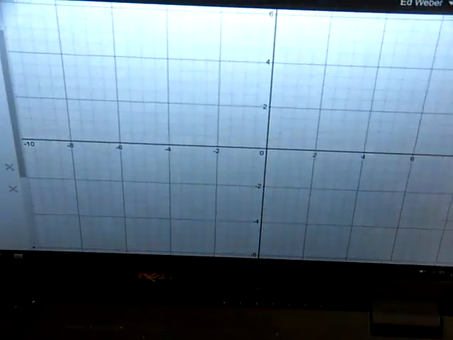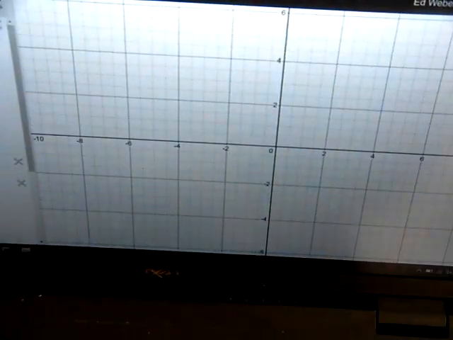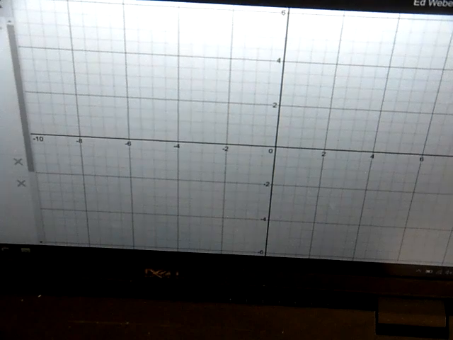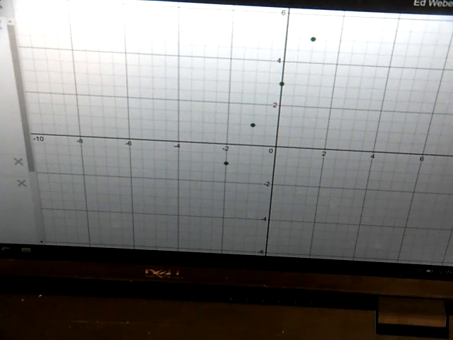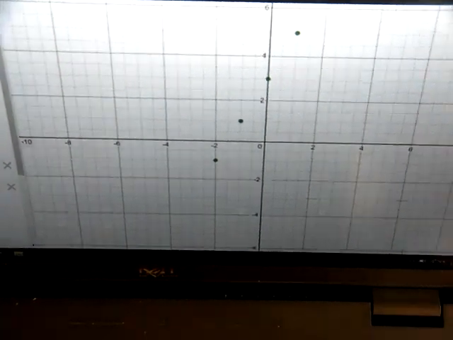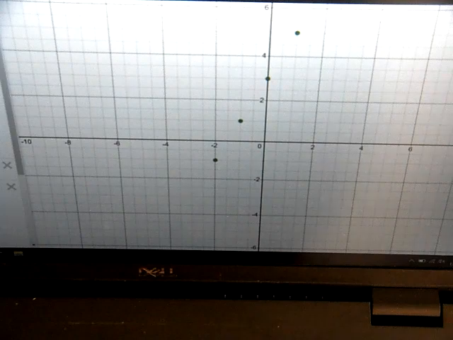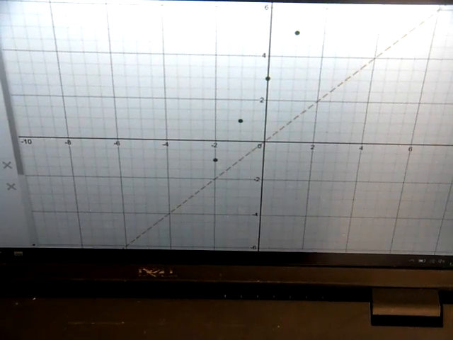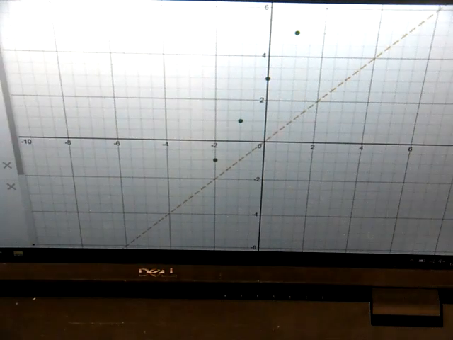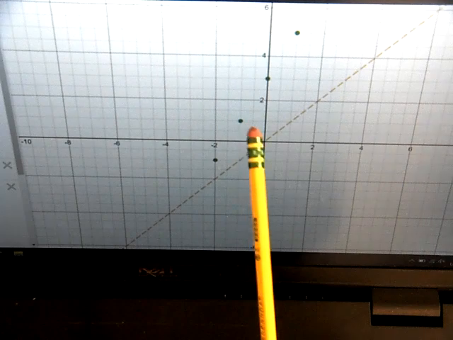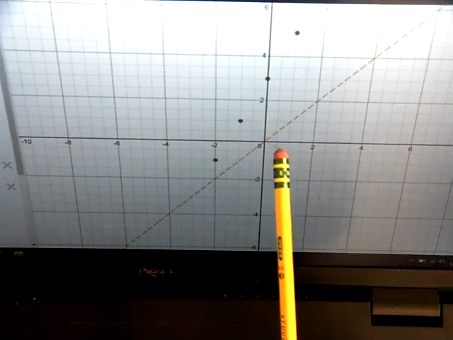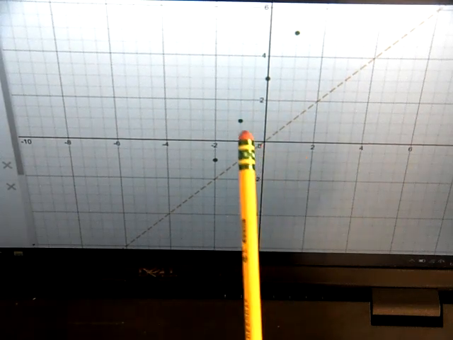So we're going to graph out the first table. There it is. So we graph those points of the first table. Now, if we plot this line that's called y equals x, we're going to talk about what's going to happen with these other points.